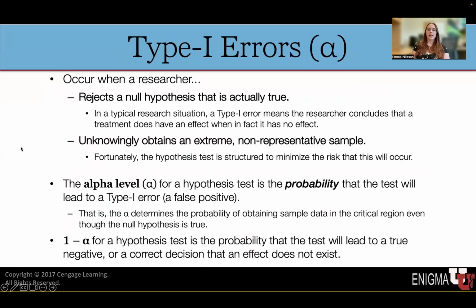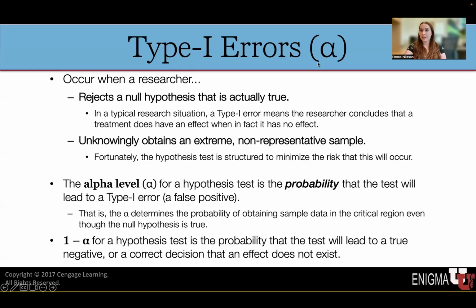Type 1 error, like we said, is a false positive. It's when a researcher rejects a null hypothesis that is actually true. We say that there is an effect when in reality there was none. This can happen sometimes when we as researchers obtain an extreme non-representative sample, when our sample mean is in the critical zone, but it's just because of sampling error, or the random selection didn't serve us well. Fortunately, we structure our hypothesis tests to minimize the risk that we'll get a false positive, because a false positive is a pretty big deal.